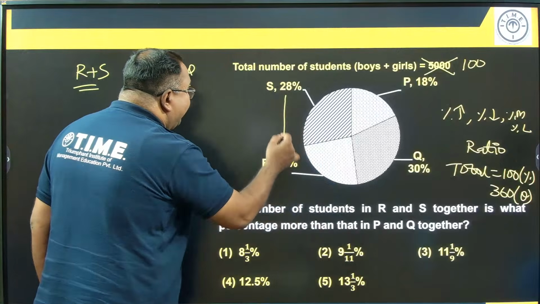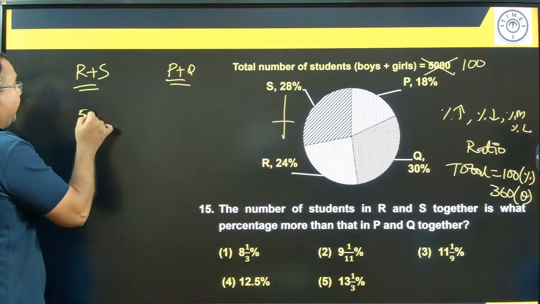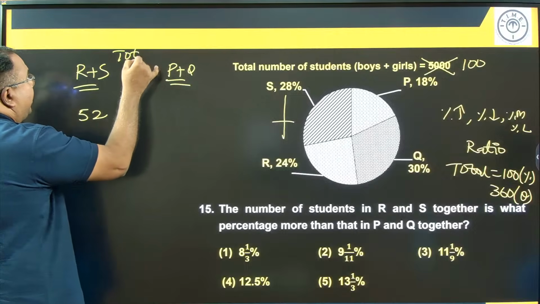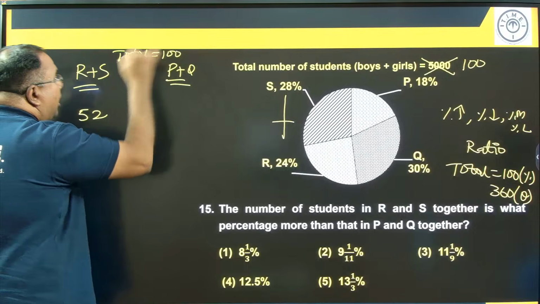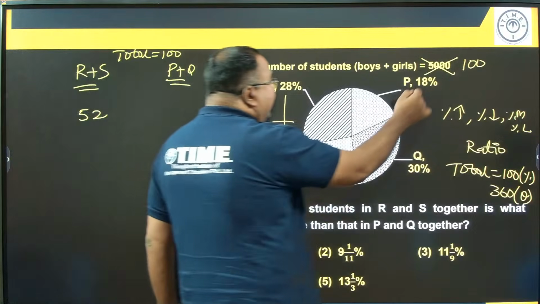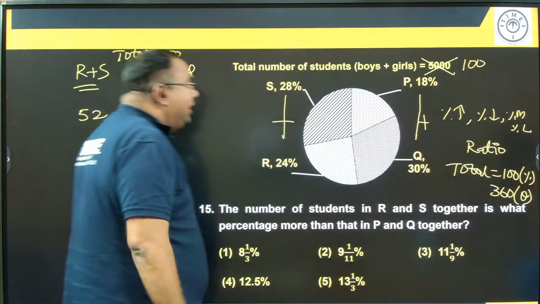Okay, how much is R plus S? 24 plus 28. If I add these two, 52. Total I am assuming 100, so 52% will be 52. How much is P plus Q? 18 plus 30, 48.